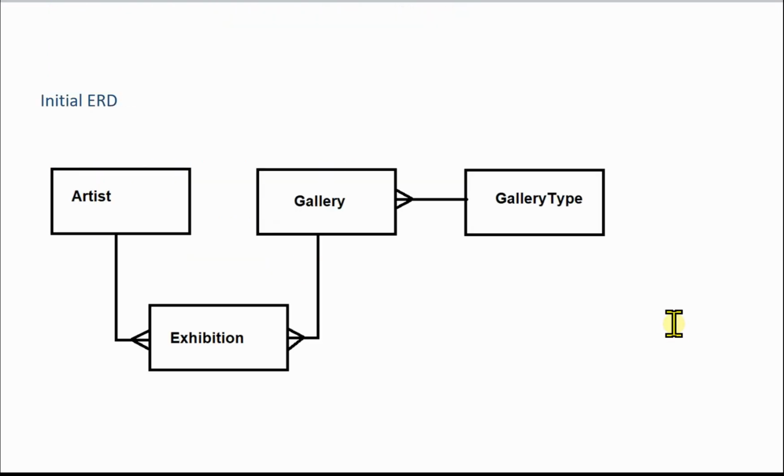And here we've got the initial ERD. So we've got gallery type, gallery, exhibition, and artist. A gallery type can be used on many galleries. A gallery can have many exhibitions, and an artist can have many exhibitions. There is actually a many-to-many relationship between artist and gallery, and the joining table is this exhibition. Because we've been given the exhibition ID, we can put this in straight away as an entity.